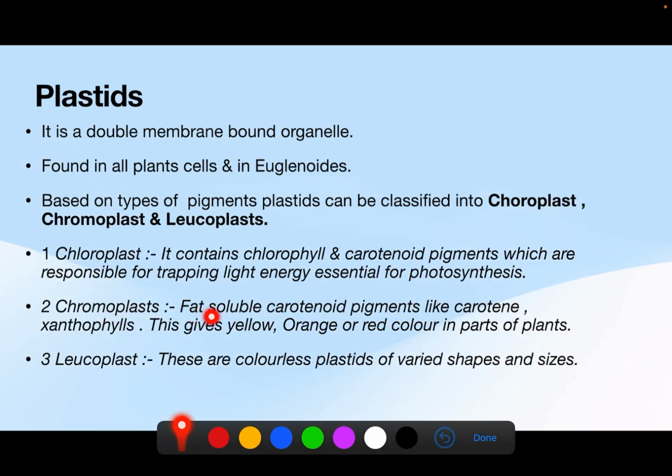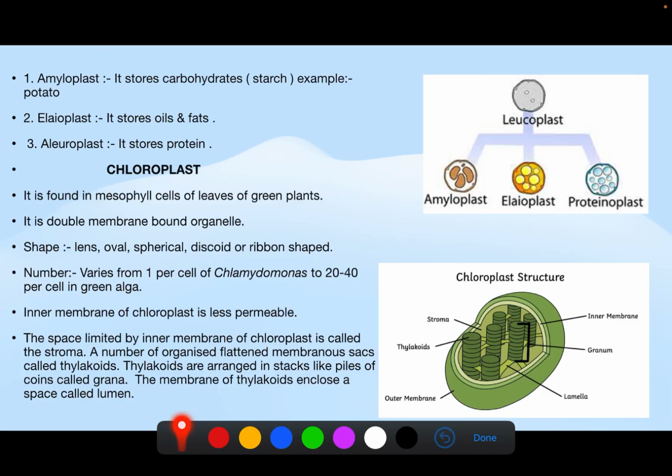Next we have chromoplast. These contain fat-soluble carotenoid pigments like carotene and xanthophylls, which give yellow, orange and red color to the parts of the plant. And lastly we have leucoplast. These are colorless plastids of varied shapes and sizes.